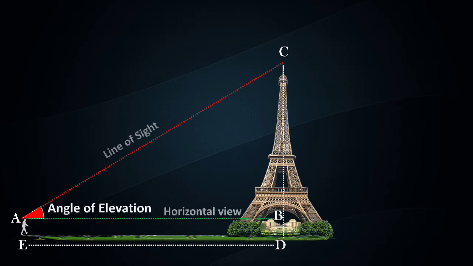What if from that point A, wherever he's standing, he was looking at point D from his horizontal view? Now he is looking somewhere down, so that would be called the angle of depression. So two things we have studied: one is the angle of elevation and the other one is the angle of depression.